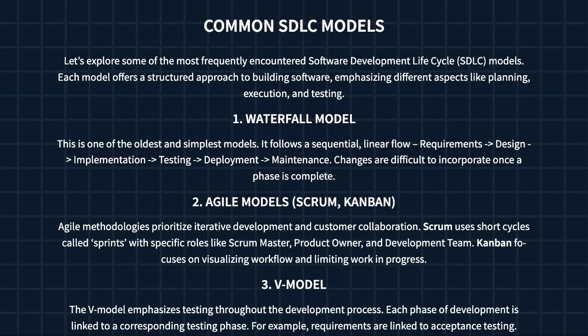Okay, so let's talk about the different approaches we can use when building software. The waterfall model is a classic. It moves through phases one after another in a linear way. It's straightforward, but less flexible for changes. Then there are agile models like Scrum and Kanban, which focus on working in short cycles and getting constant feedback from the client. The V model links development stages to testing, making sure we're thoroughly tested at every step. And finally, the spiral model is great for complex projects where you need to manage risk carefully.